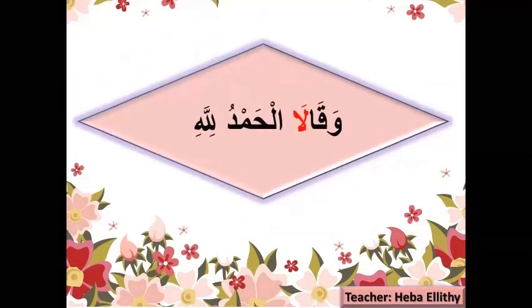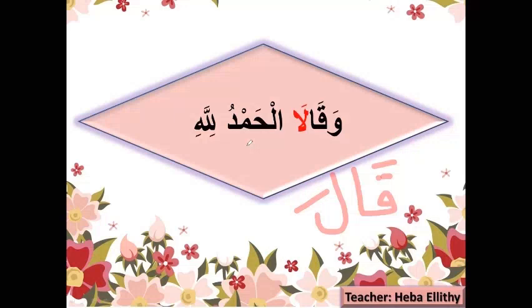Next placement, and this is the last placement, وَقَالَ الْحَمْدُ لِلَّهِ. The verb وَقَال, if I say وَقَالَ أحمد, for example, that means Ahmad said. How can I write it? I will write it like that. قال أحمد. Ahmad said.